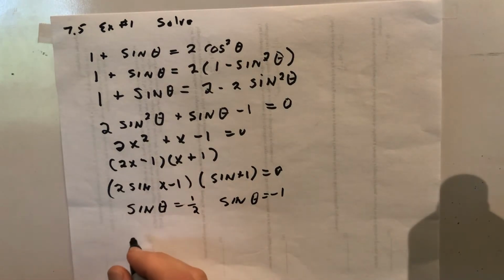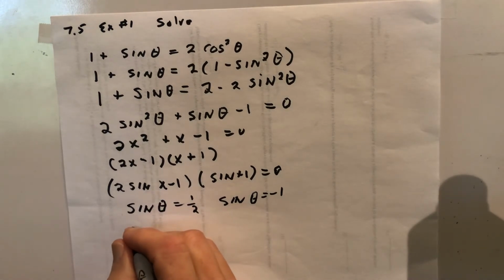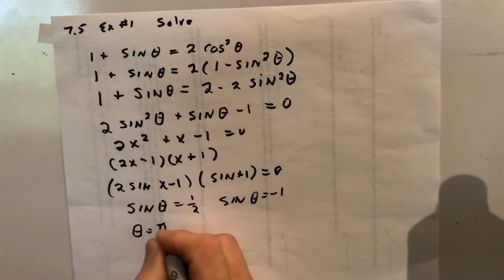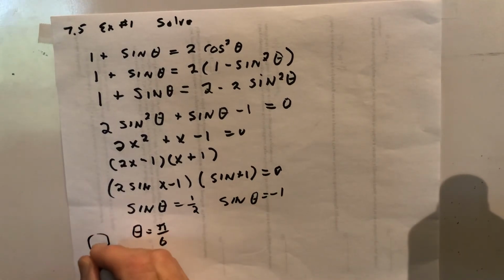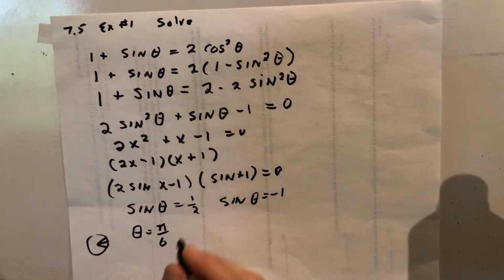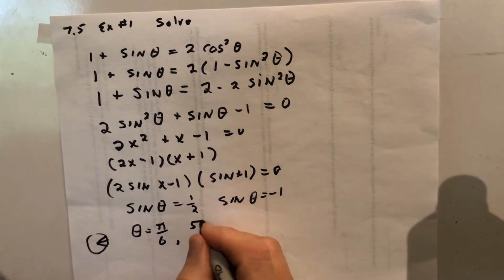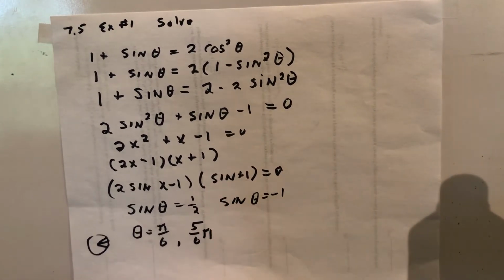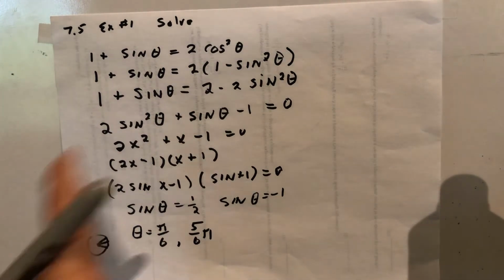So you know to do a shift sine of 1/2, and you'll get pi over 6. And let's see, pi over 6 is 30 degrees. It goes up here. Sine's positive down here, so that'll be 5/6 pi. This one, do shift sine theta, and you get 3/2 pi.